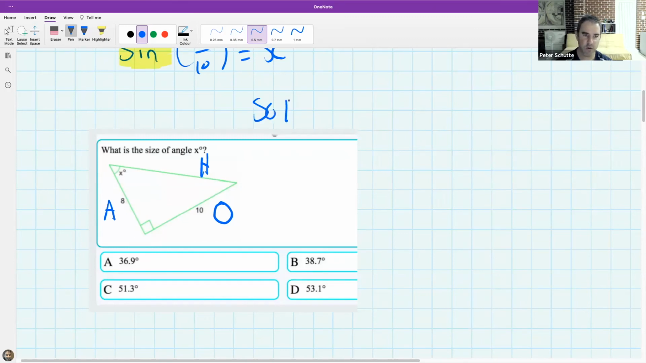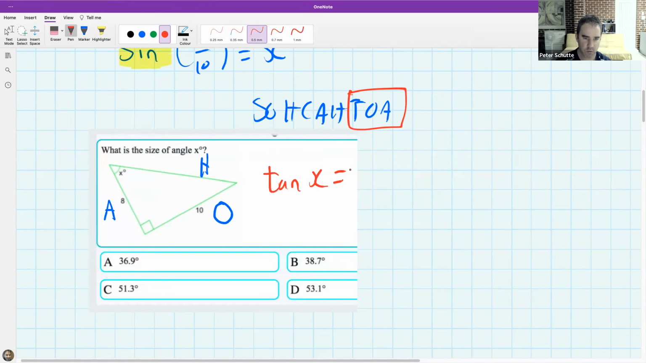So what you see is O and A involves tan. And so I think what you're going to do is you're going to write tan of x is equal to 10 over 8. And how do you work backwards from that point?